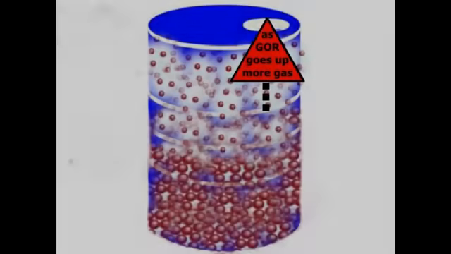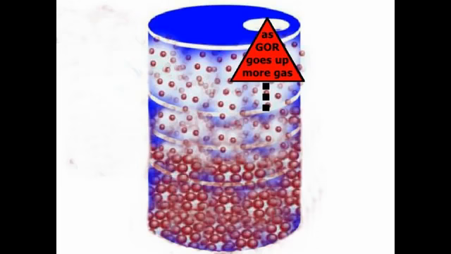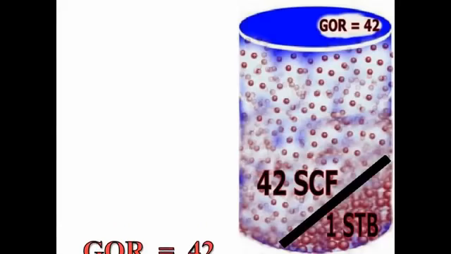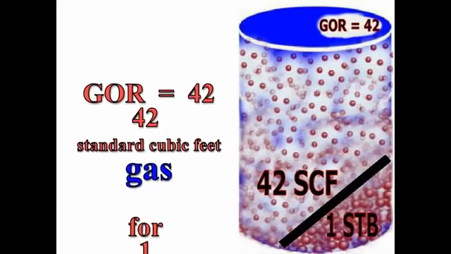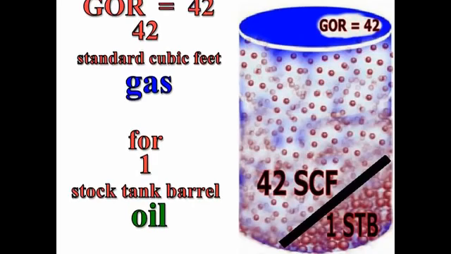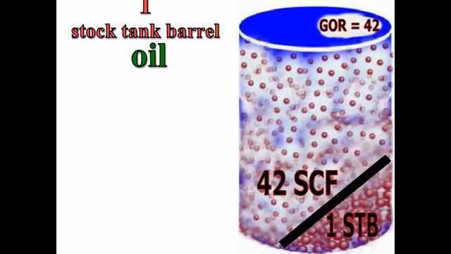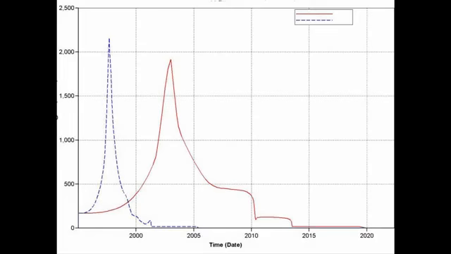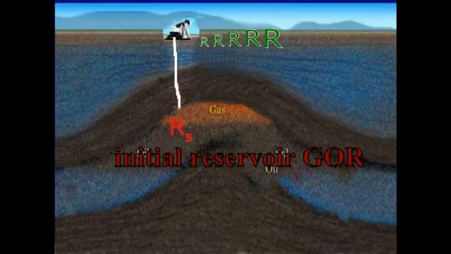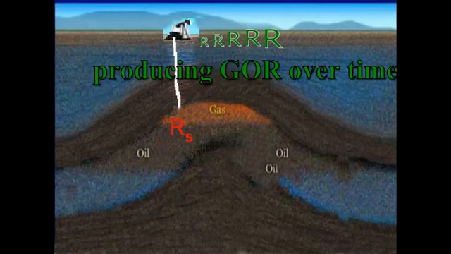As the GOR goes up, there is more gas, and as it goes down, there is more oil. For example, on the first day of production of an oil well, we measured the GOR. It is 42. This means there are 42 standard cubic feet of gas for every stock tank barrel of oil. During production, these ratios are monitored closely. The GOR is represented by the following symbols. Rs equals the initial reservoir GOR condition. R equals the producing GOR over time.